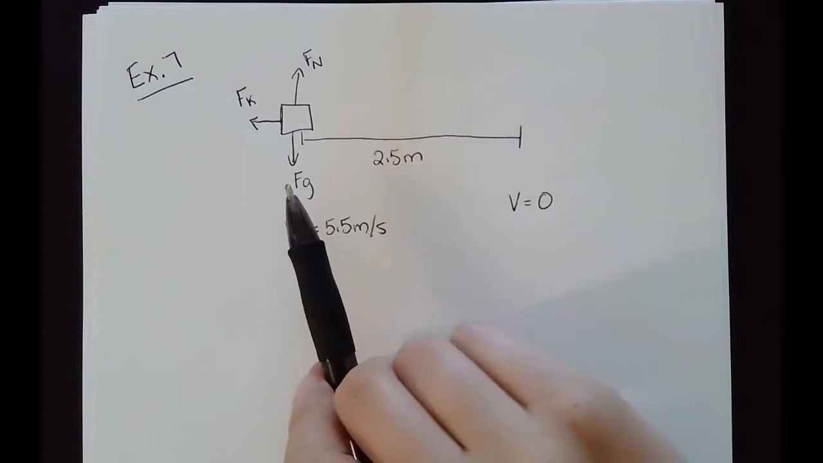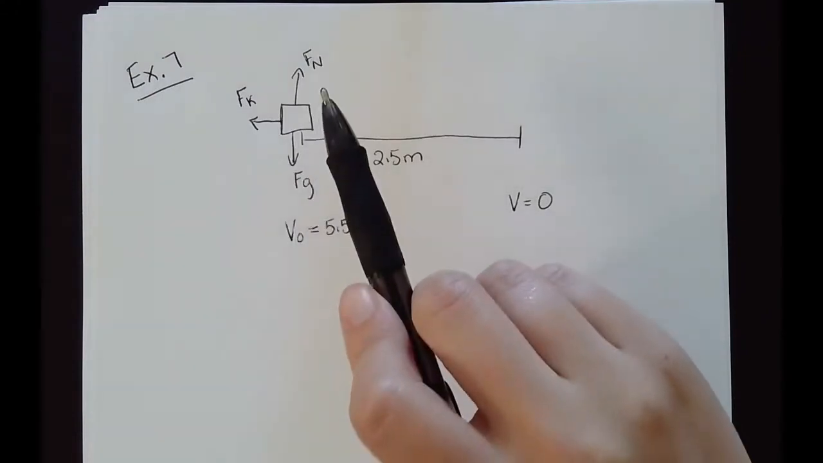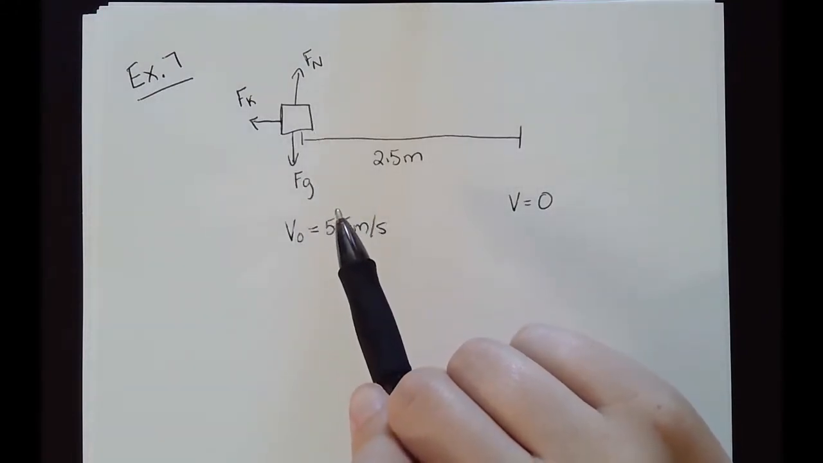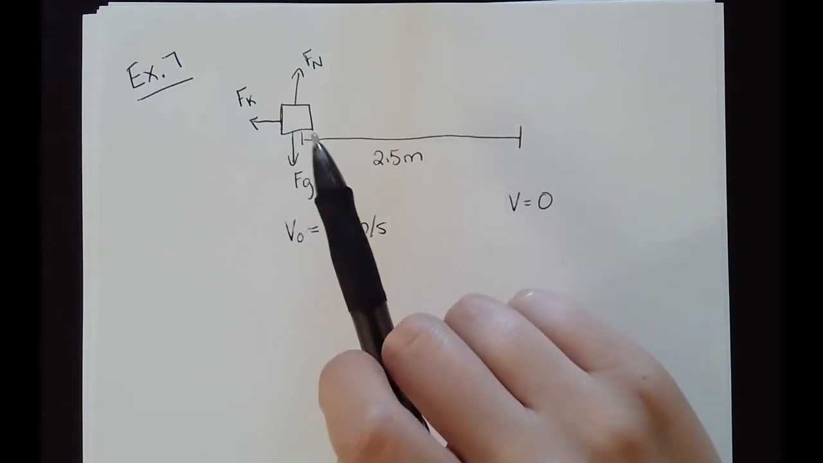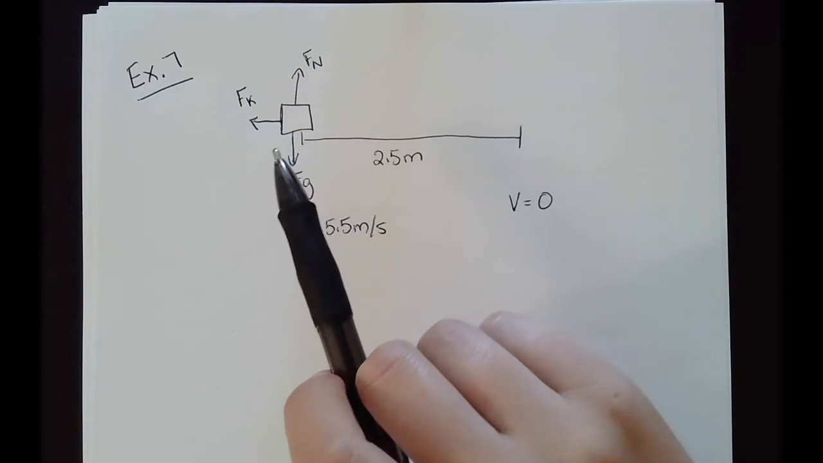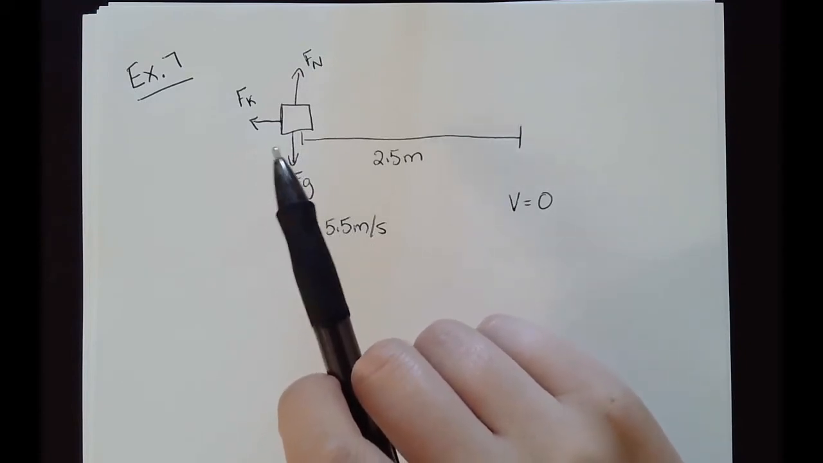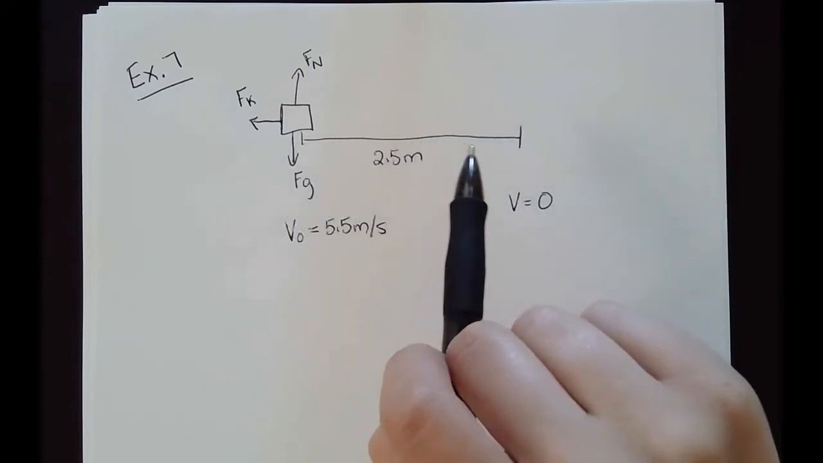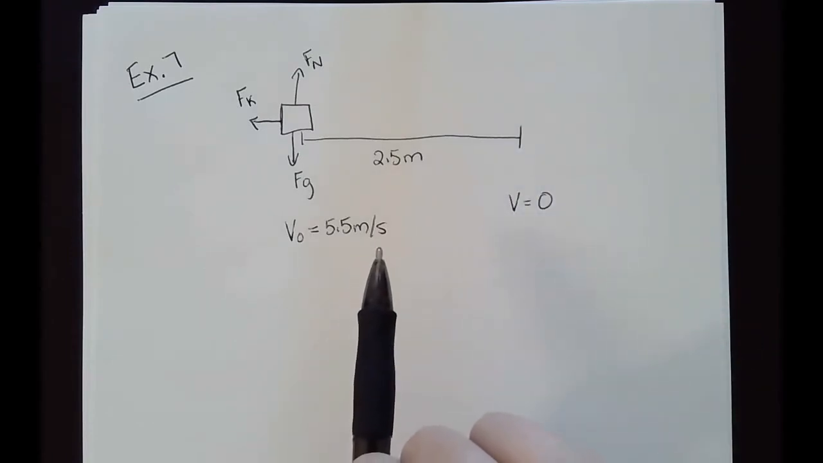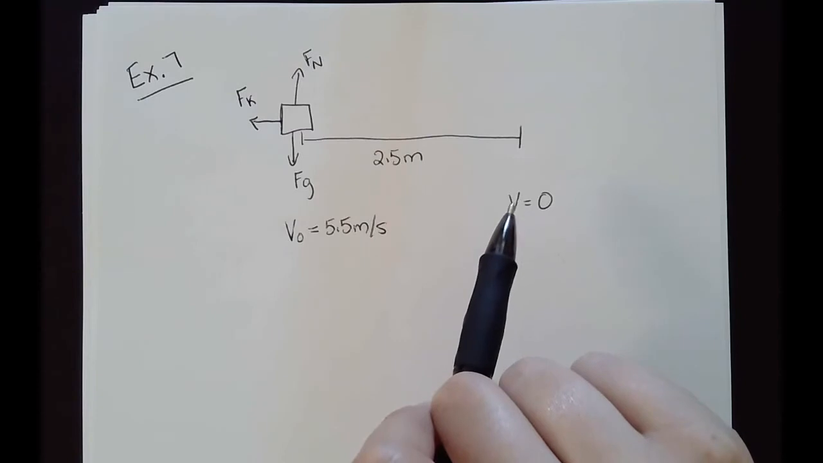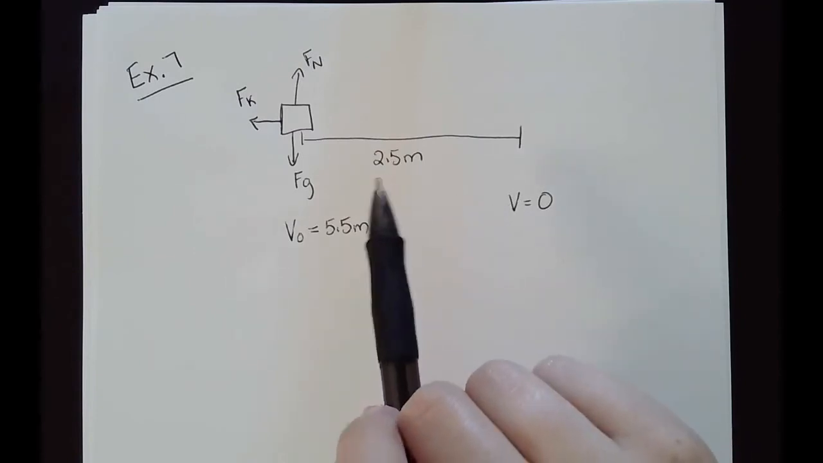So I've drawn out the free body diagram here. There's the normal force and the force of gravity acting on the player, and the force of kinetic friction. So she's just sliding. There's no applied force here, only friction that is slowing her down, and it's over this 2.5 meter displacement. She's starting with 5.5 meters per second for velocity and then coming to a stop at the end of the 2.5 meters.